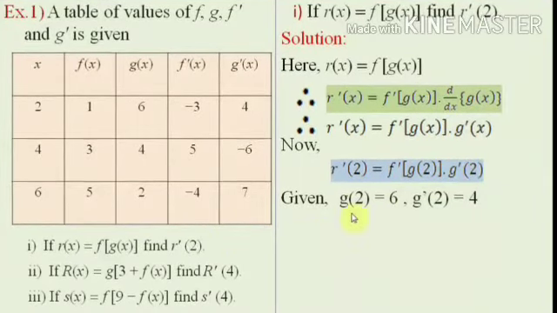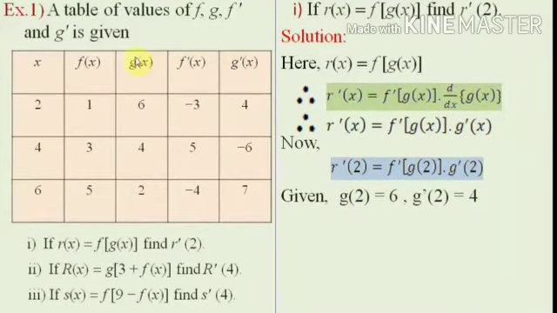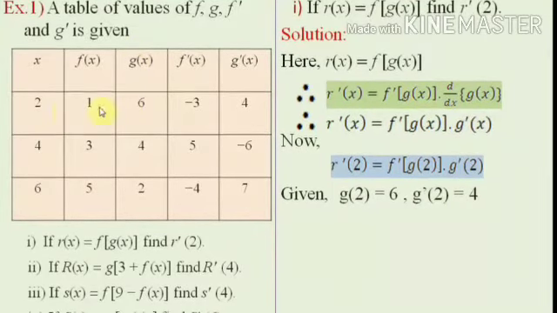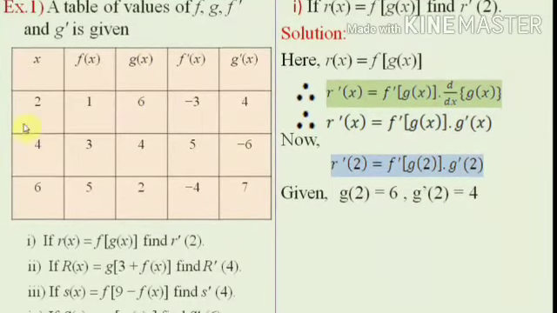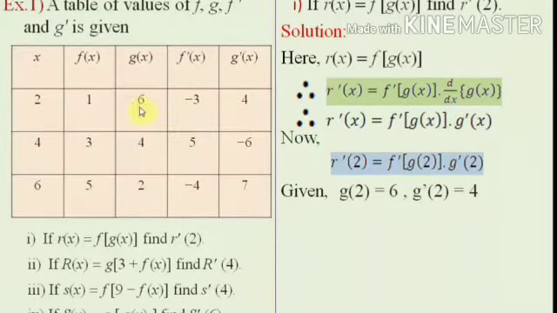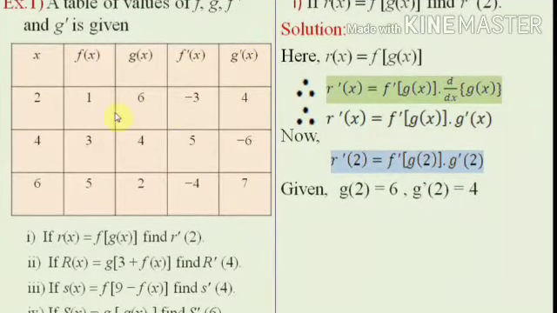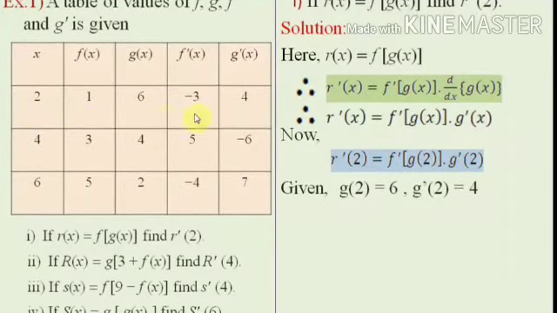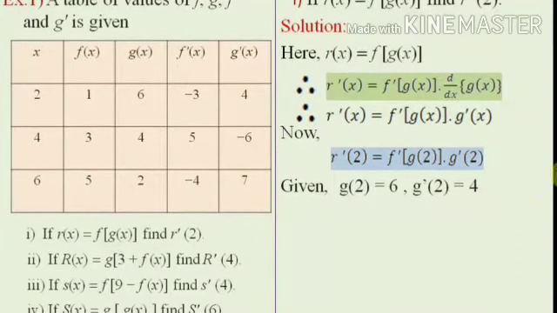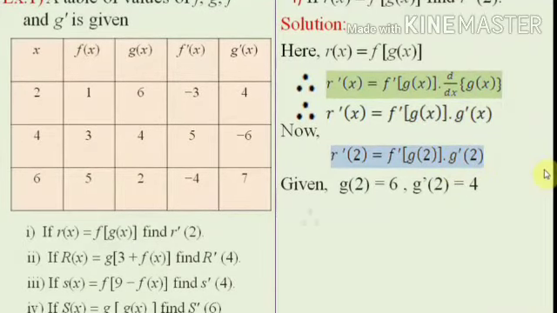From the table, first find the value of g of 2. G of 2 means take the third column and second row, then the value is 6, and therefore g of 2 equals 6. Similarly, g dash of 2: take the fifth column and second row, the value is 4, therefore g dash of 2 equals 4.